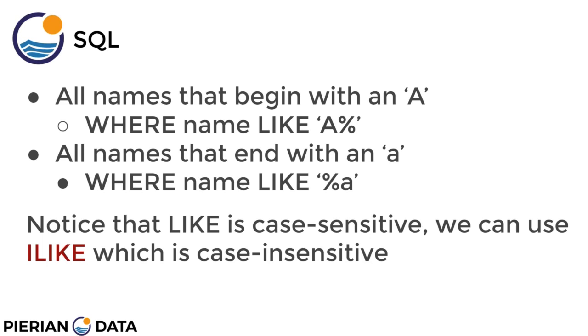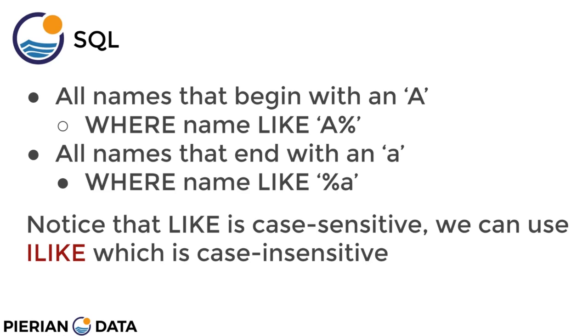So the % sign is a wildcard character for any sequence of letters or characters. So this basically specifies something like all names that begin with a capital A. So we would say where name LIKE and then a string where we have the capital A and then the % sign, essentially saying you'll match with anything that starts with a capital A and then has any number of characters after it. Then we could do something like all names that end with a lowercase a.